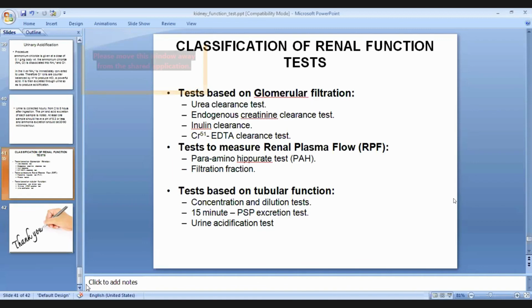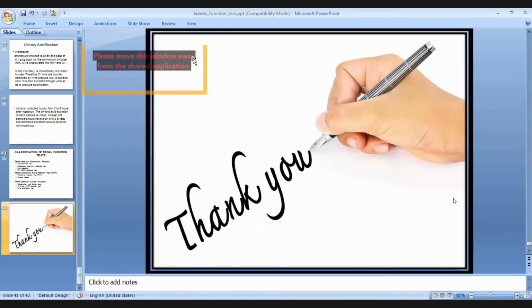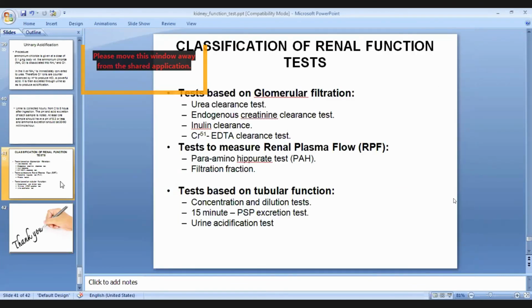That was for today's class. If you have any problem and want something repeated, you can give it over the chat. We have learned most things about the different tests for renal functioning. Clearance tests are very important. Urea and creatinine clearance you can read from any textbook, such as Satyanarayan, which is well written about this. The different classifications you have to know individually.